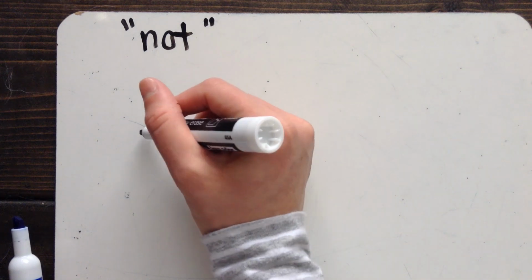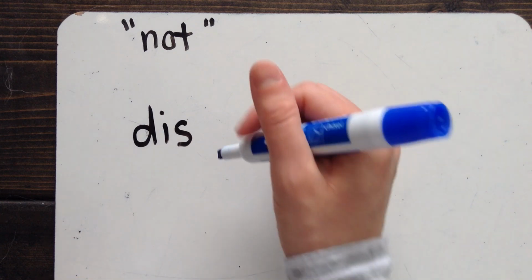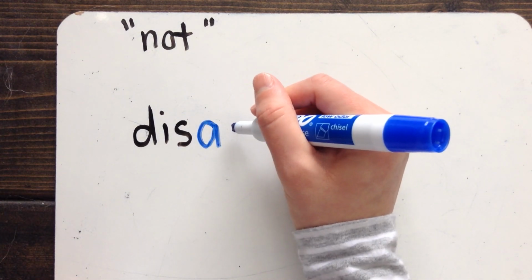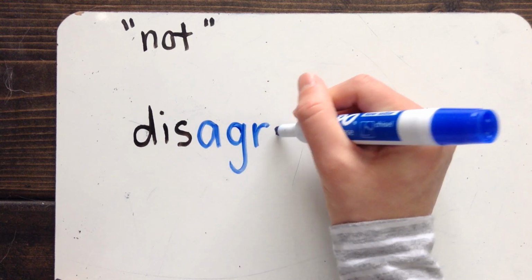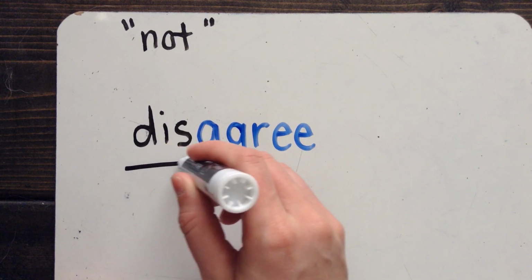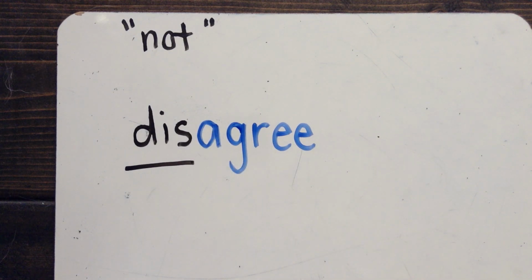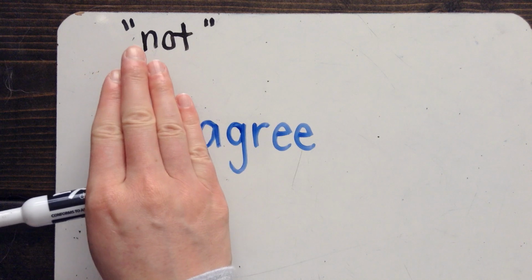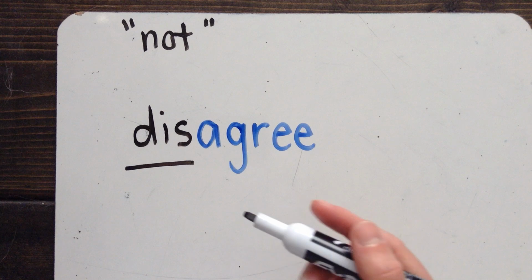Here's an example. We know that one of the prefixes meaning not is dis. I'm changing colors so you can see the root word. Remember, the root has the majority of the meaning. The prefix just changes it slightly. This is the word disagree. The prefix dis means don't or not agree. I disagree with you. I don't agree. Basically, it's the opposite. Dis means not.